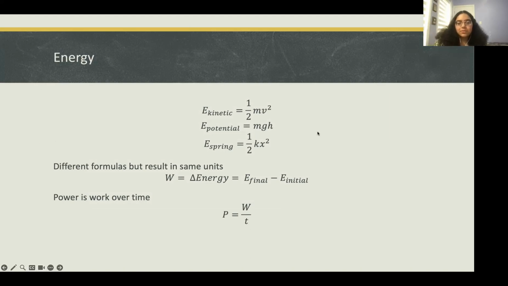Work energy theorem is also important to know that work is change in energy. So if you have the final energy of something and the initial, the difference between that is how much work was done, because that's how much your energy changed. Power is another important one. It is your work divided by time. So you might push the same box the same distance, but if someone does it faster, then that's more power.